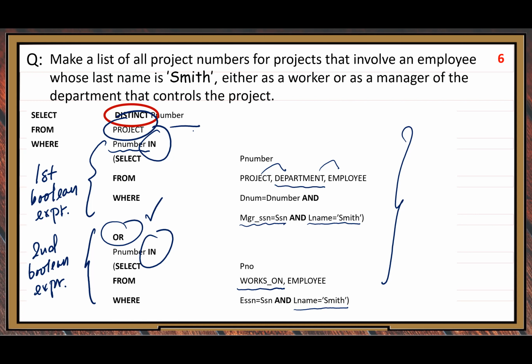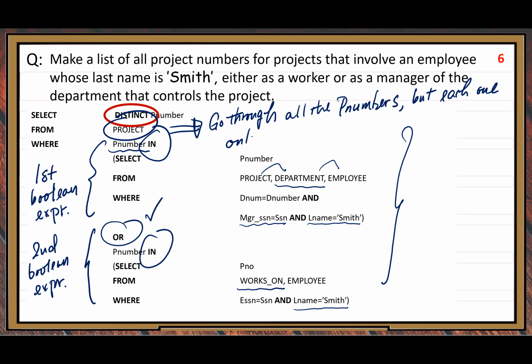Now think about it from the project table, only one table. In this table, we go through all the P numbers, each one only once. That means we do not have duplicate project numbers, right? It's a primary key. So we go through all the values in this table, through the primary key values. No duplicates. So that means the distinct keyword is not necessary.